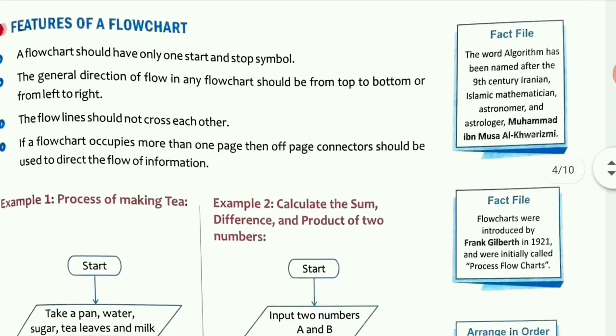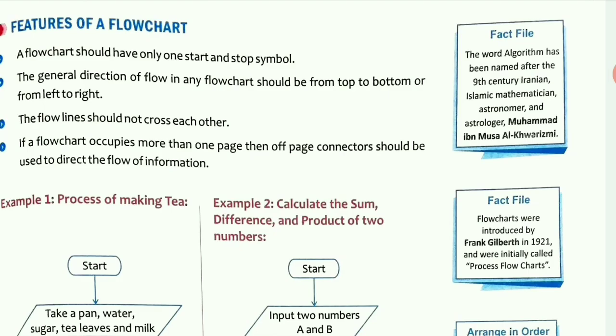So now let us see the features of a flowchart. A flowchart should have only one start and stop symbol. The general direction of flow in any flowchart should be from top to bottom or from left to right. The flow lines should not cross each other. If a flowchart occupies more than one page, then off-page connectors should be used to direct the flow of information.